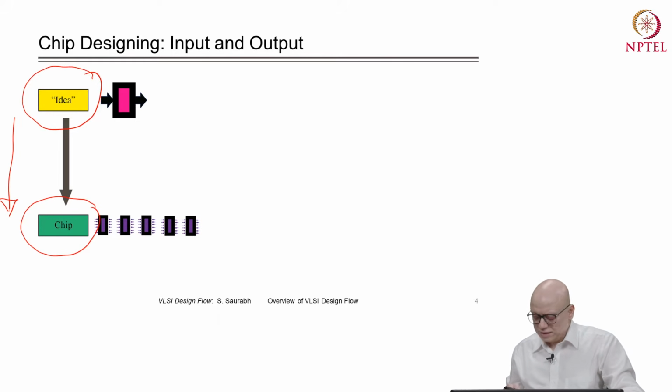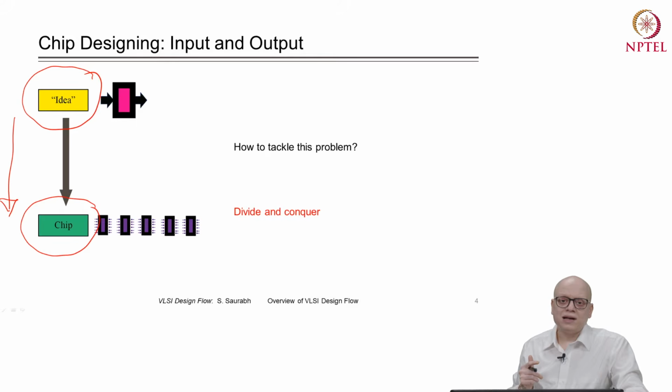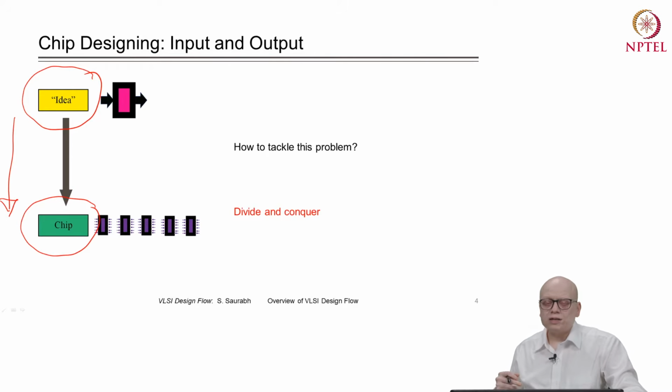So to tackle this complicated problem, what strategy do we follow? We follow the strategy of divide and conquer. So what we do is that we break the entire chip designing task and chip manufacturing task into multiple steps and carry out those steps sequentially. So let us look at, at a broad level, what are those tasks?